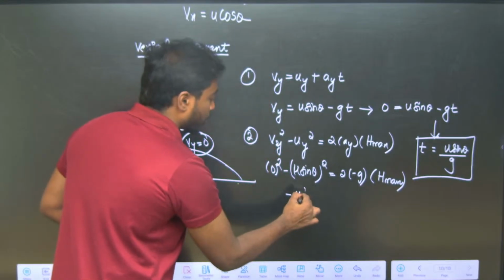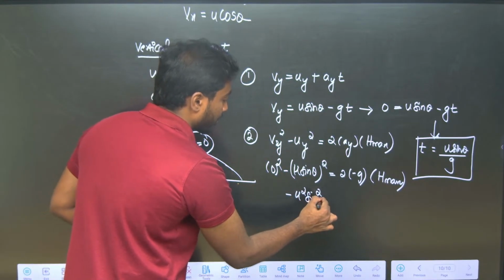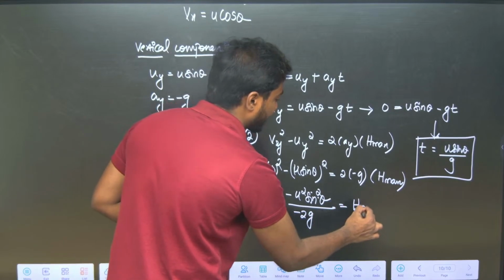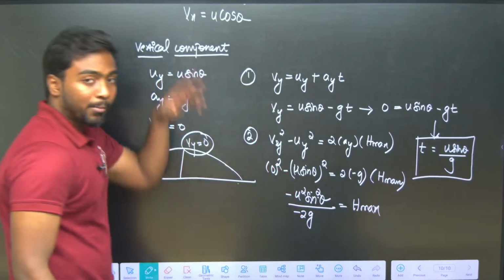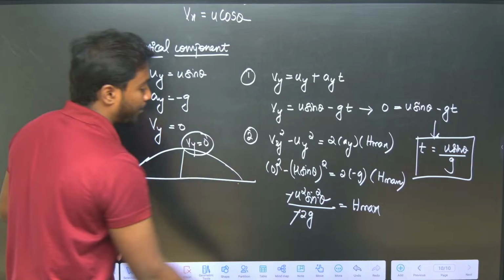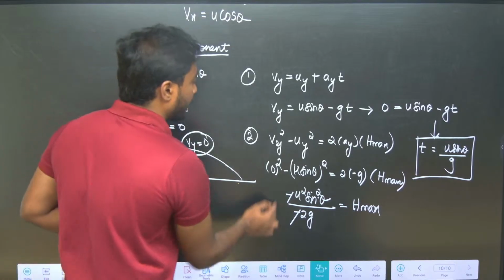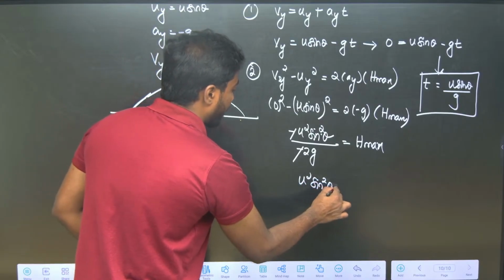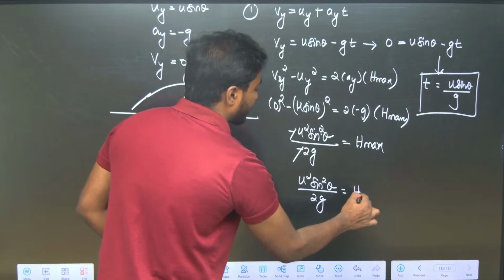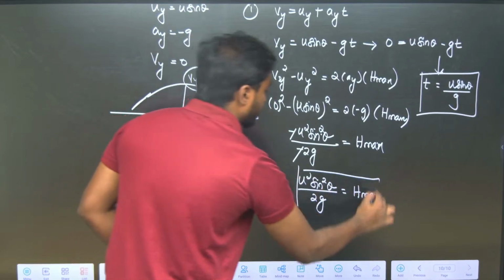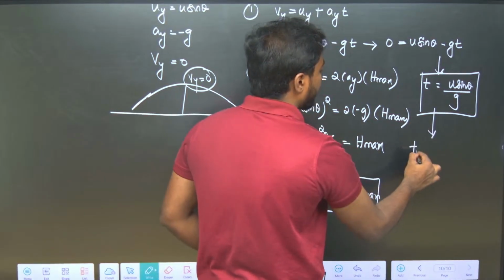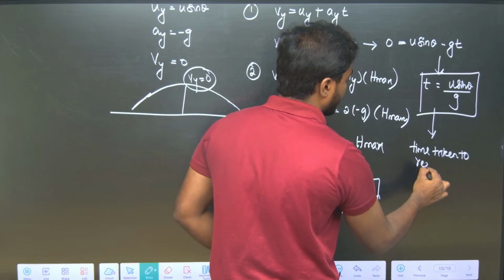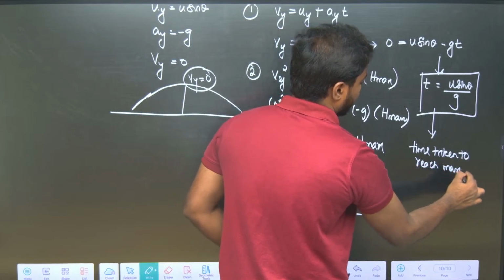Now in the second equation, this is 0 square minus u sin theta the whole square is equal to 2 into minus g into h max. So minus u square sin square theta by minus 2g will be equal to h maximum. H maximum is nothing but how much height has been reached. So minus minus will get cancelled. So the answer will be u square sin square theta by 2g is the maximum height, right. So this is the height. I will write here time taken to reach maximum height.